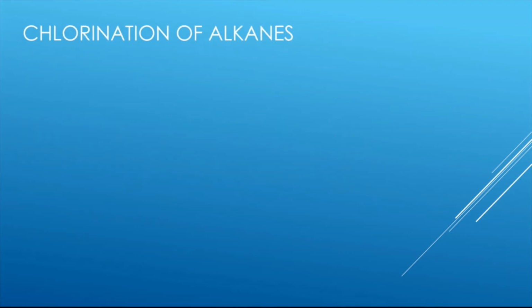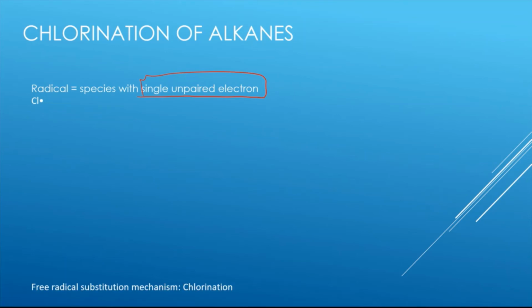So the chlorination of alkanes. A radical is a species with a single unpaired electron. For example, with a chlorine radical, there will be a large dot next to it to indicate that this is a chlorine radical. This will have a single unpaired electron. You can have, for example, a fluorine radical, which would mean that fluorine has a single unpaired electron. Or you can have nitrogen or anything like that. This would indicate that it has a single unpaired electron.